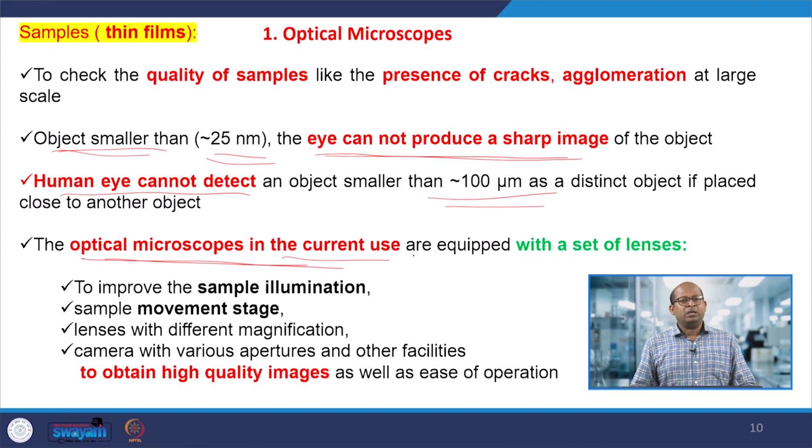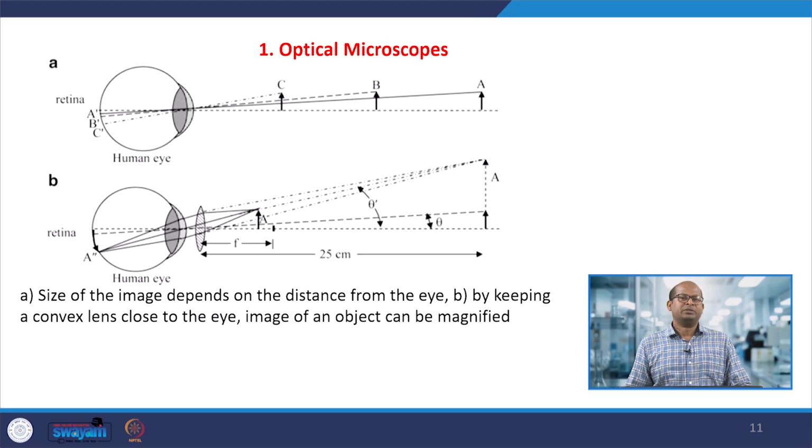That will be used to get a specific image of the materials, and then we can identify or distinguish them. For that, a set of lenses is used to improve the sample illumination. A sample movement stage is sometimes used in this type of optical microscope, and lenses with different magnifications can be used, along with a camera with various apertures or other facilities, to obtain a good quality image of that specific object.